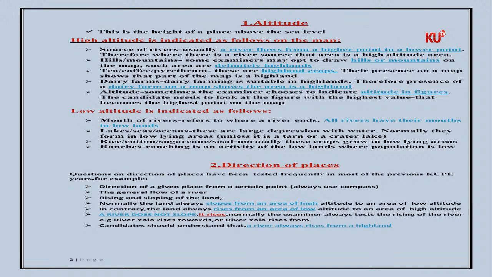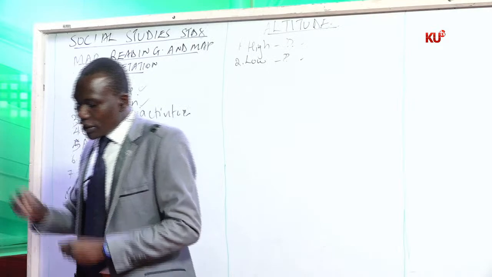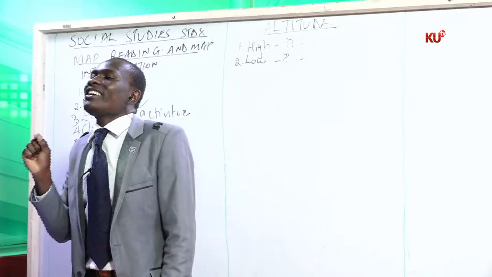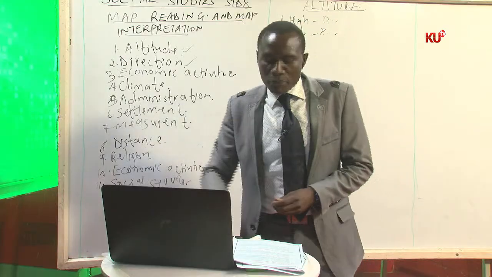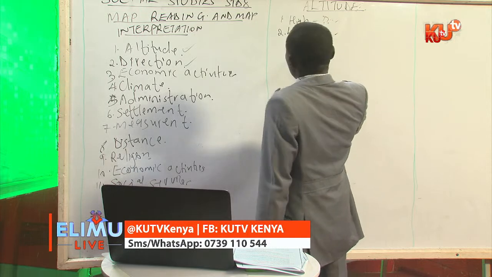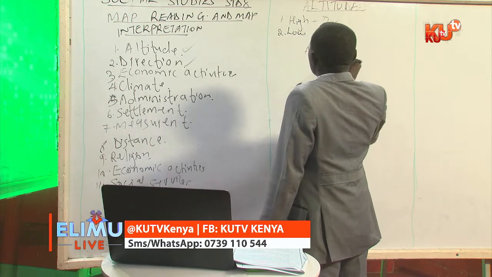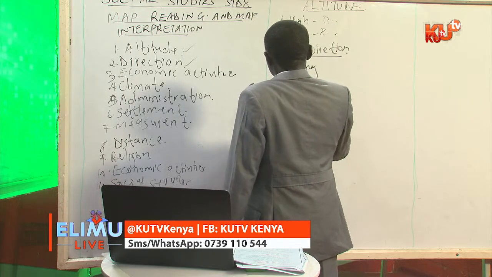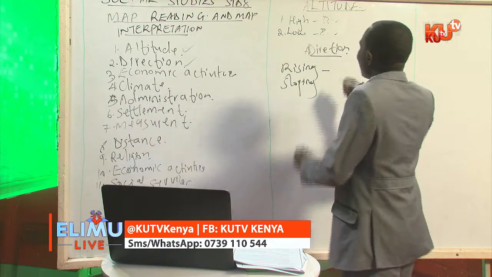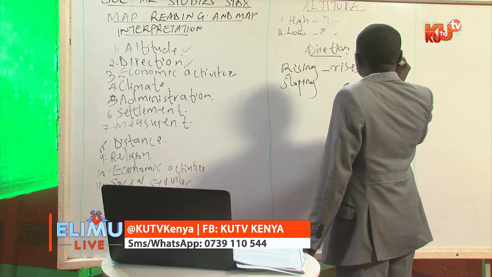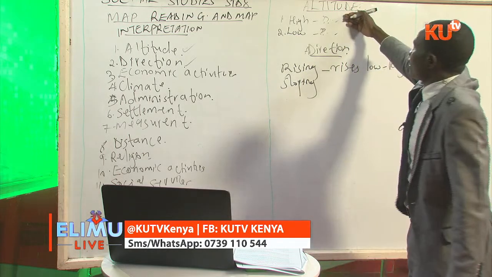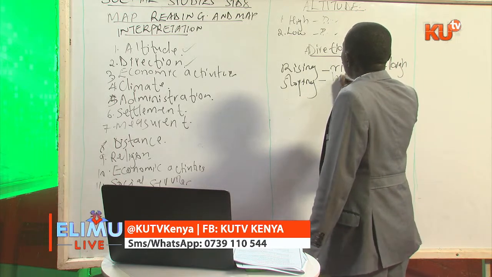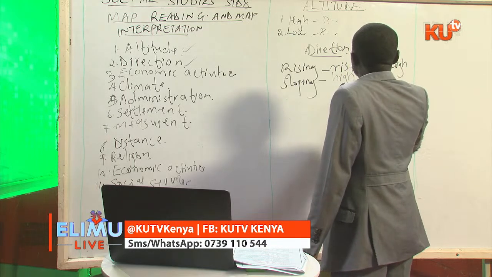Also on direction, the examiner will tend to ask you on the rising and sloping of the land. So meaning that you should be able to know the compass direction. Number two, the examiner will always ask you the sloping of the land from one area to another. Still on the same, we'll be looking at how you will know the rising and the sloping of the land. Normally, land rises from an area of low altitude to an area of high altitude. We have already handled it here. Land slopes from an area of high altitude to an area of low altitude.